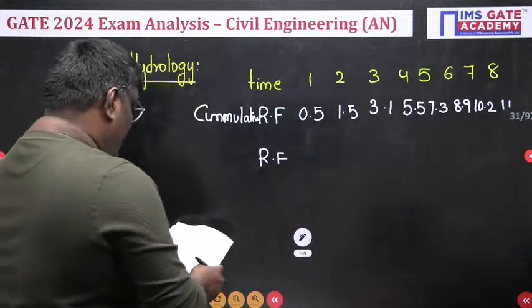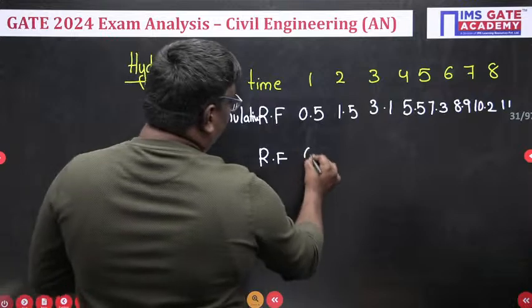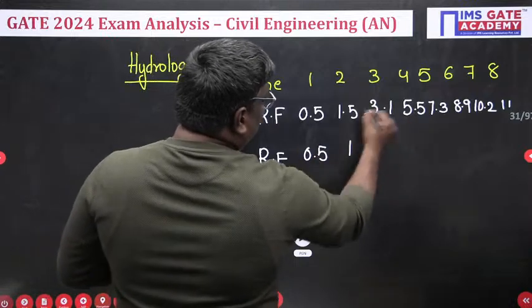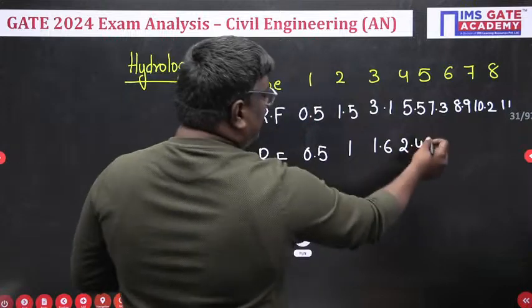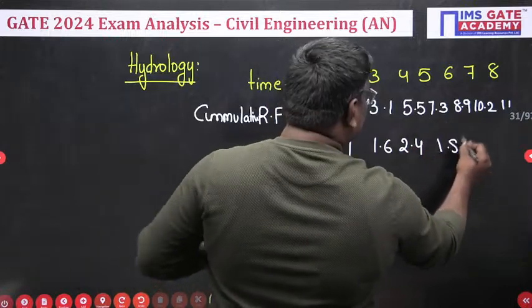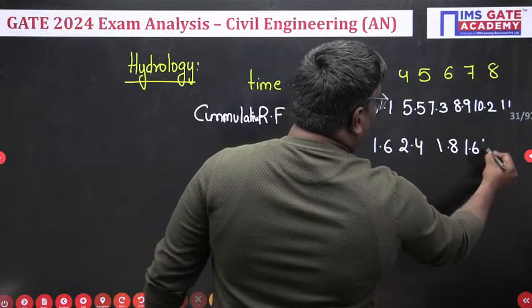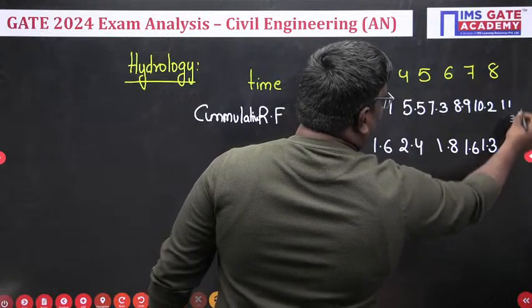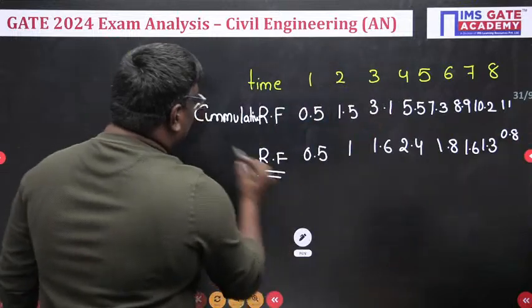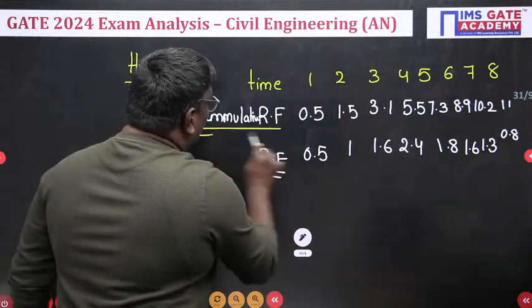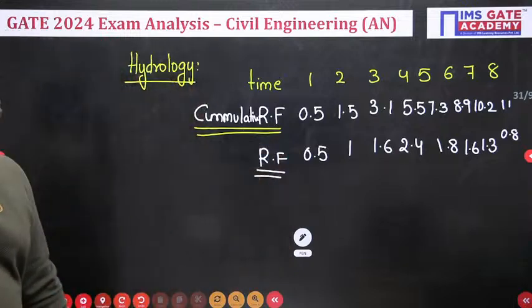See here, if you see the runoff values, 1.5 minus 1, 1 to 2. So here it will be 0.5, here it will be 1, here it is 1.6, here it will be 2.4, and here it will be 1.8, here it is 1.6, 1.3 and 0.8. Here the value is how much, sir? 0.8. So these are the runoff. Sir, actually in the problem they have given the cumulative runoff, so I have calculated the actual runoff values.